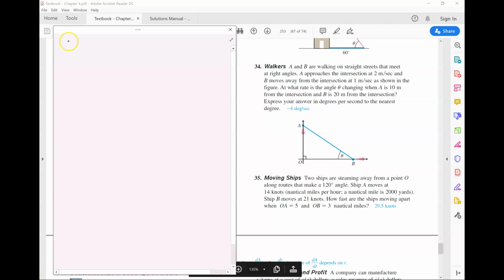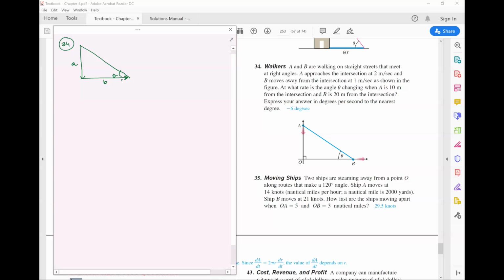So for this one, we have A is going downwards and B is going that way. Okay, and then here is theta. It's asking at what rate is the angle theta changing as it relates to A and B. All right, so the key players here are A, B, and theta.